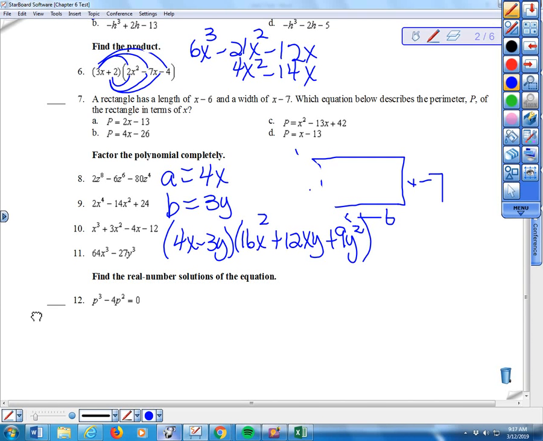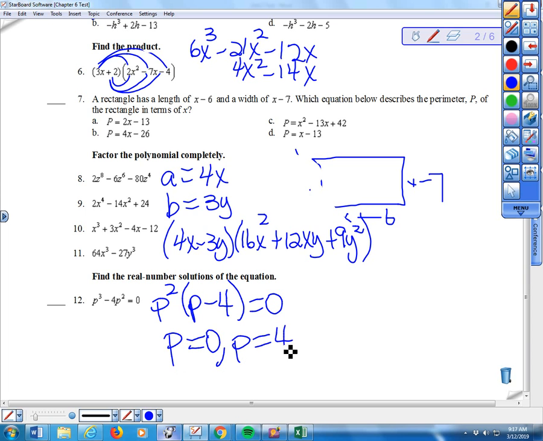Okay, this one, find the real number solutions of the equation. I'm just going to factor out a p squared. I have p minus 4 left. So that means that p is equal to 0 or p is equal to 4. That's it.